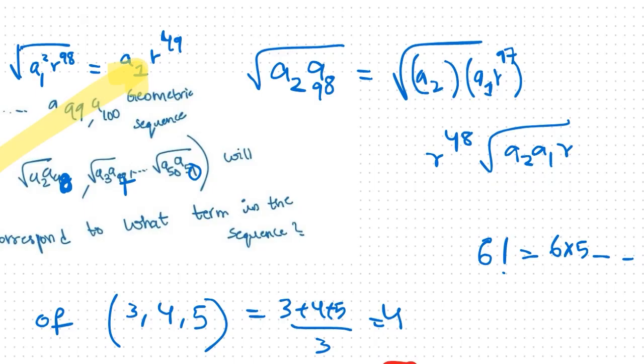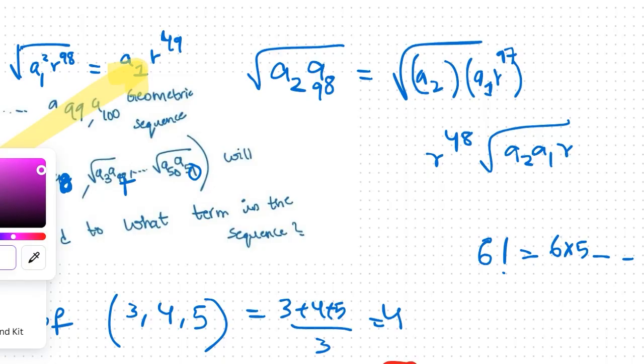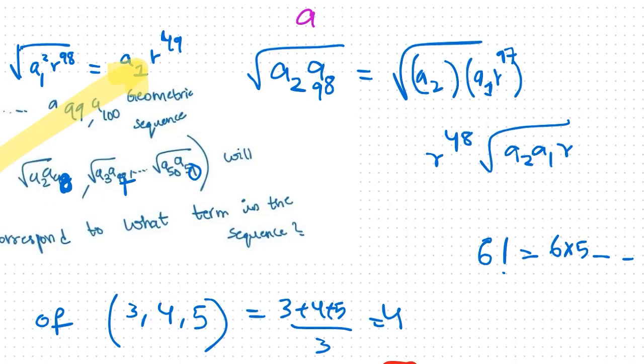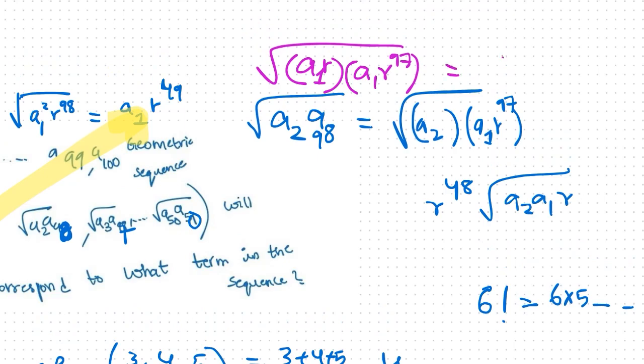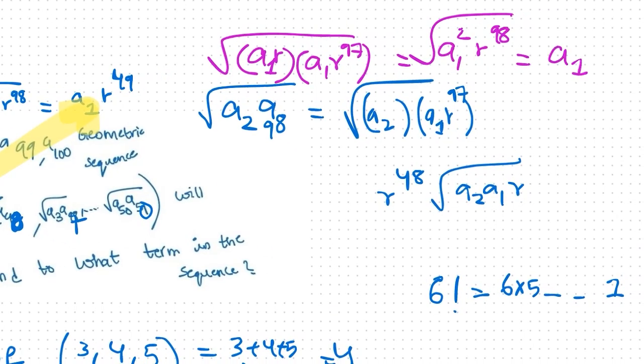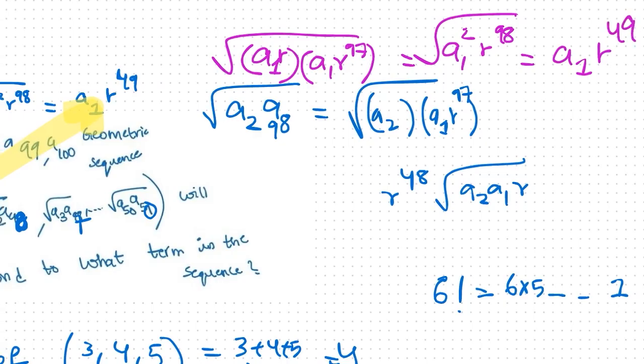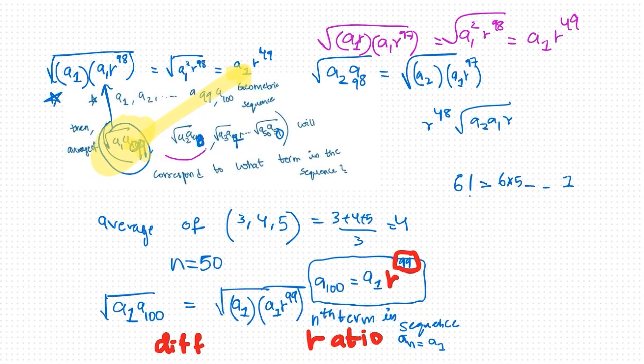The key lies in understanding what A2 actually is. A1 into R. So it's A1 R multiplied by A1 R to the power 97. Any doubt? Okay, so then it's A1 squared R to the 98, and the square root gives A1 R to the power 49. Did you notice something? It's the same thing as before. So the second one is also the same thing.